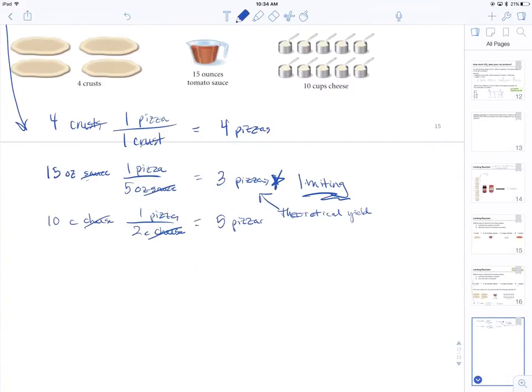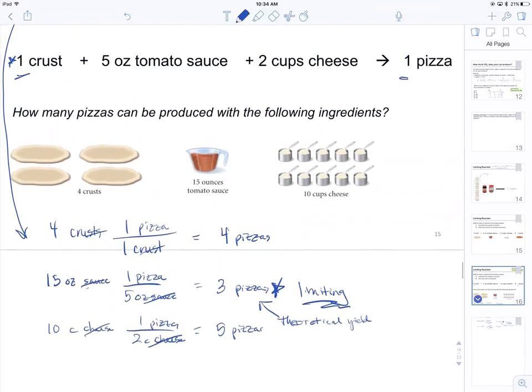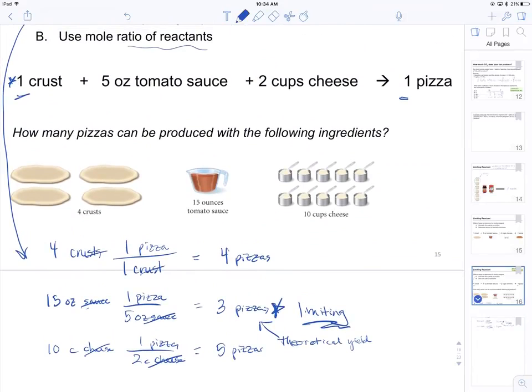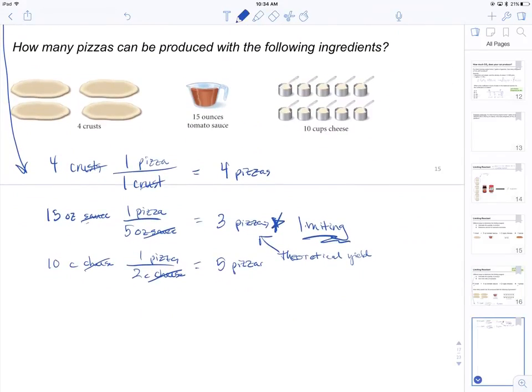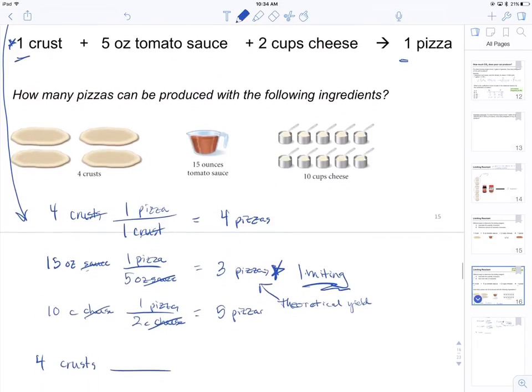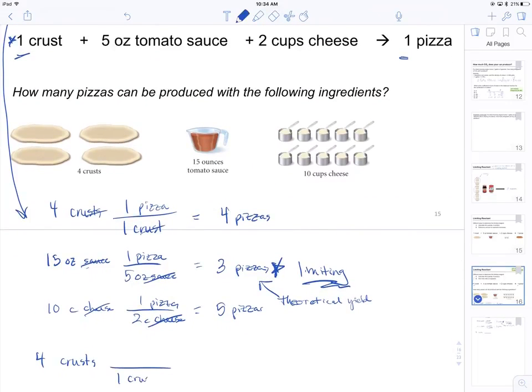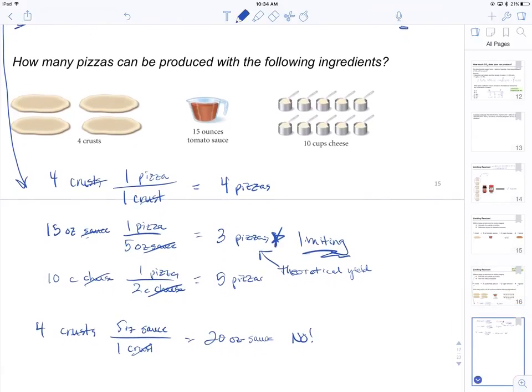Now, the other way of calculating the limiting reactant would be to use the mole ratios of reactants and compare the reactants. So I have 4 crusts, and in order to make a pizza here, for every 1 crust, I need 5 ounces of tomato sauce. So I would need 20 ounces of sauce. Do I have 20 ounces of sauce? No. So I know I have more crusts than I need at least.